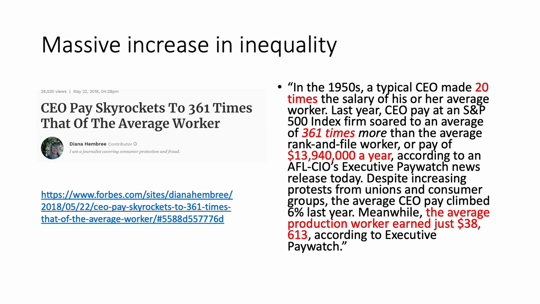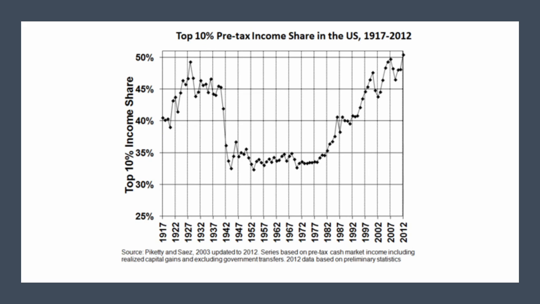In the 50s, a chief executive officer typically made 20 times the salary of the average worker, but it's now more like 361 times or 400 times more. It doesn't make any difference how productive the company is. The extra wealth is going to the executives and to the stockholders. It is not going to the employees.